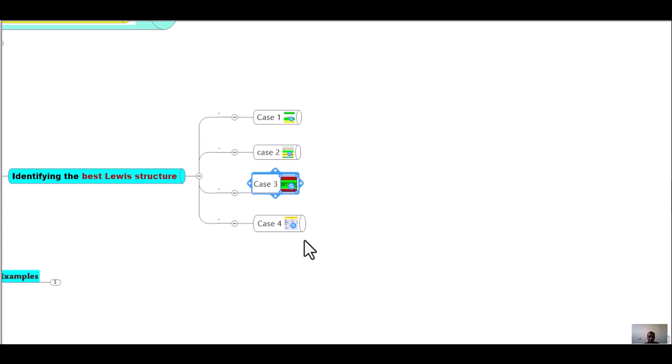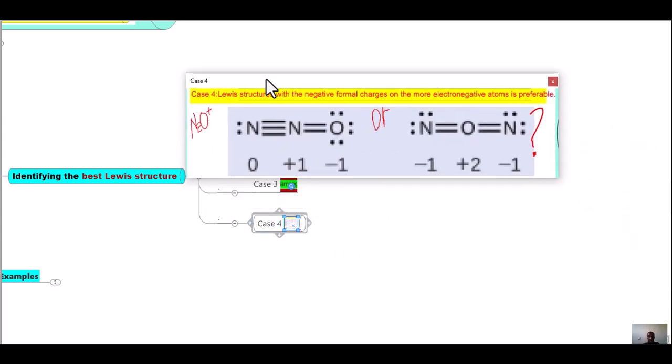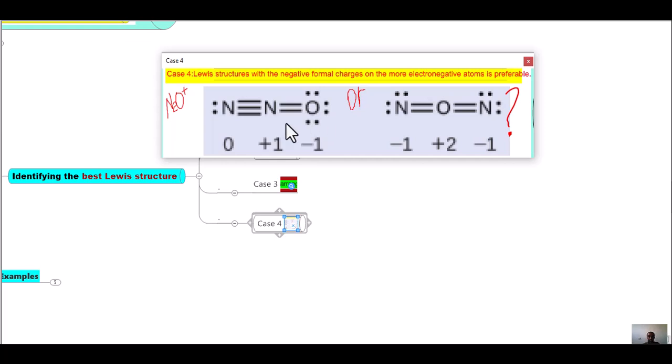The fourth case is Lewis structures with the negative formal charge on the more electronegative atom are more preferable. Consider these 2 resonances, this one and this one. Which one is the more preferable? Which one is the more electronegative, nitrogen or oxygen? I hope your answer will be oxygen.